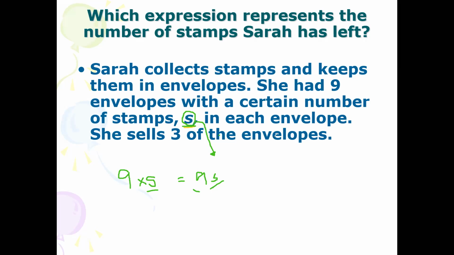So she sells 3 of the envelopes. By 3 envelopes, it will mean 3S. If it was written that she sells 3 stamps, then you would not have written the S part. But as the statement says, she sells 3 of the envelopes, so the 3 sold envelopes also contain S number of stamps. So the expression can be written as 9S minus 3S.